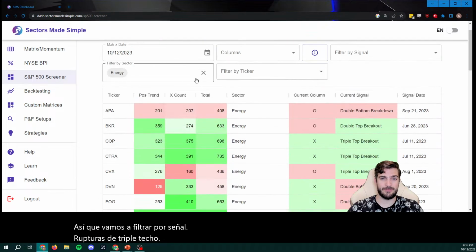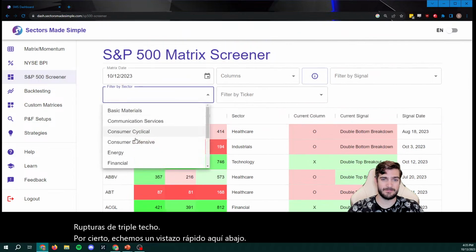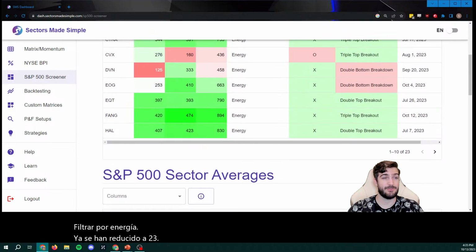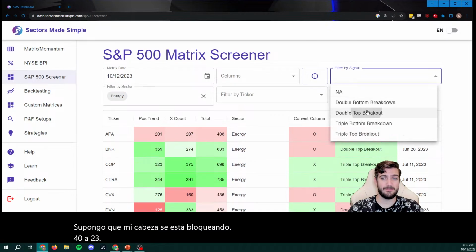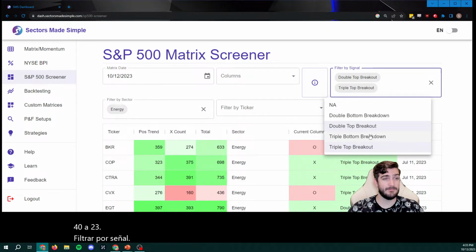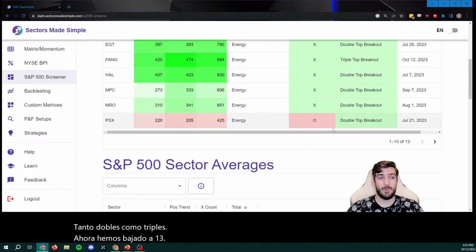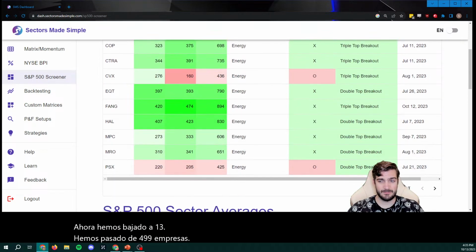By the way, let's quickly look down here. 499. Filter by energy, already down to 23. Sorry, guess my head's blocking. Already down to 23. Filter by signal, breakout, both double and triple tops, now down to 13. We've gone from 499 companies to 13.